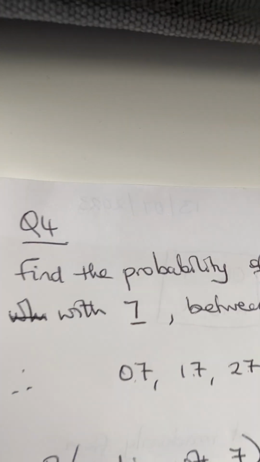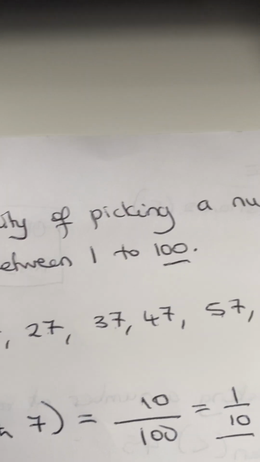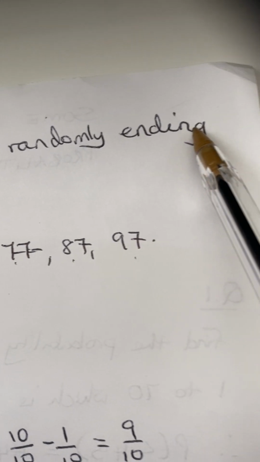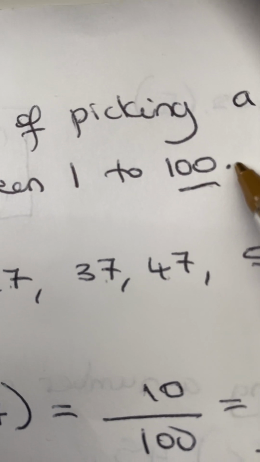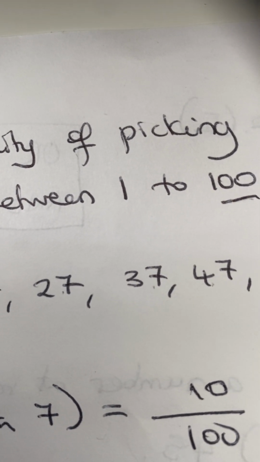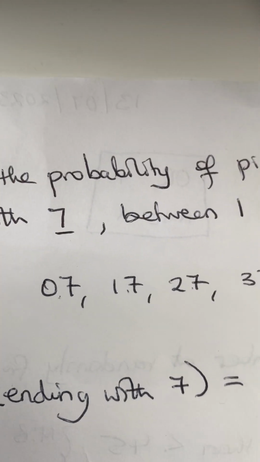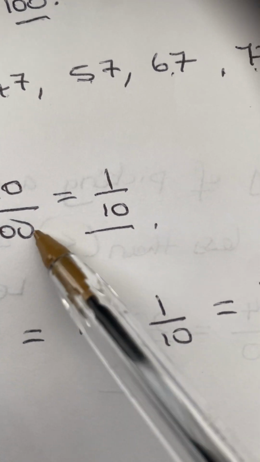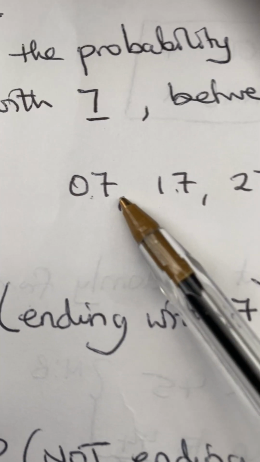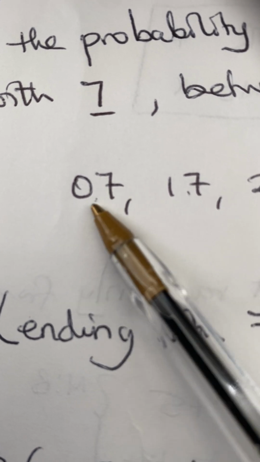Okay, now let's look at the third one. Question 4. Here again, find the probability of picking a number randomly, ending with 7, between 1 and 100. So between 1 and 100, any number that ends with 7, we want to find the probability of that. So between 1 and 100, the denominator will become 100. Now, 7 ends with 7.